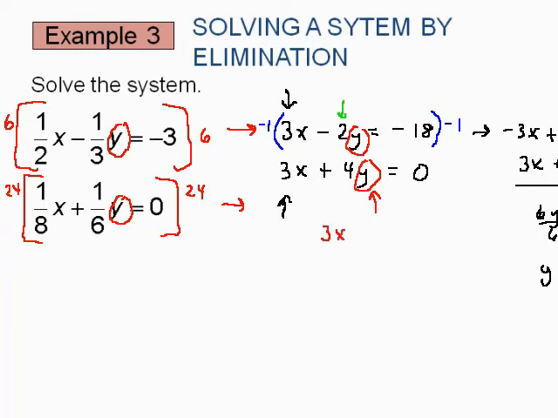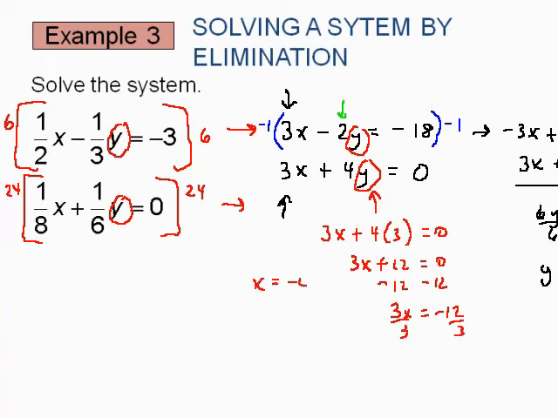So we'll end up with 3x plus 4 times 3 equals 0. 3x plus 12 equals 0. Subtracting 12 from both sides, 3x equals -12. And then x will be -4. So when you write this ordered pair here, you want to write this answer as (-4, 3). Now, what if you put (3, -4)? It won't check. And again, that should check in both cases.